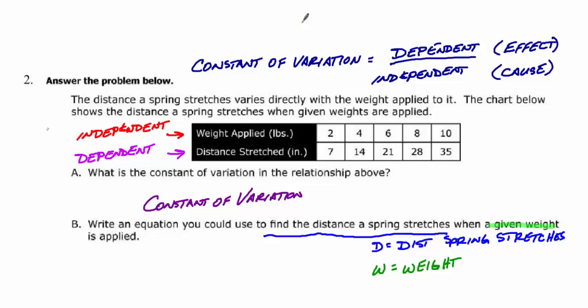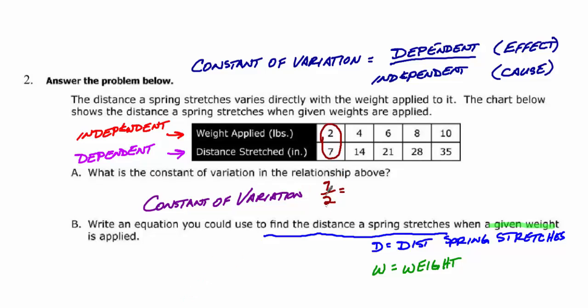You can see I've already written down a lot of my definitions and whatnot. Again, constant of variation, dependent divided by independent, effect divided by cause. So we identify those. We're dealing with another spring problem. The amount of weight we put on, we control that. That's the independent. The distance that spring is going to stretch, that's the dependent.